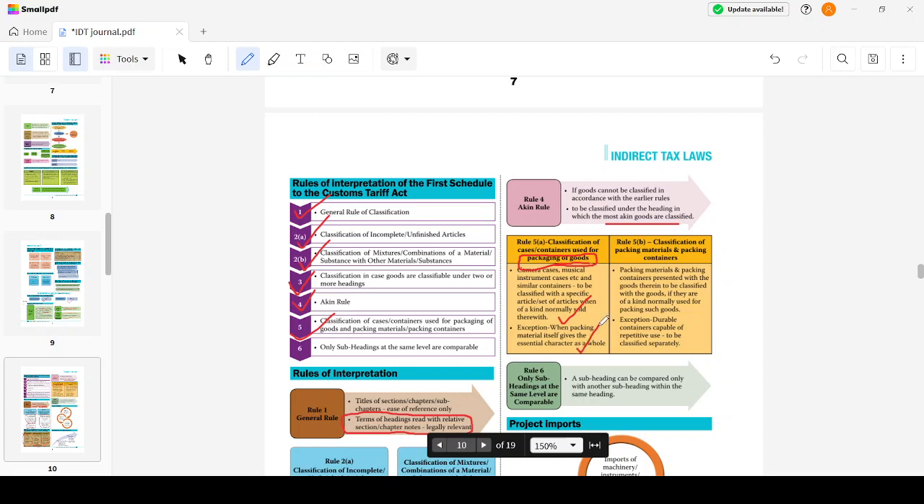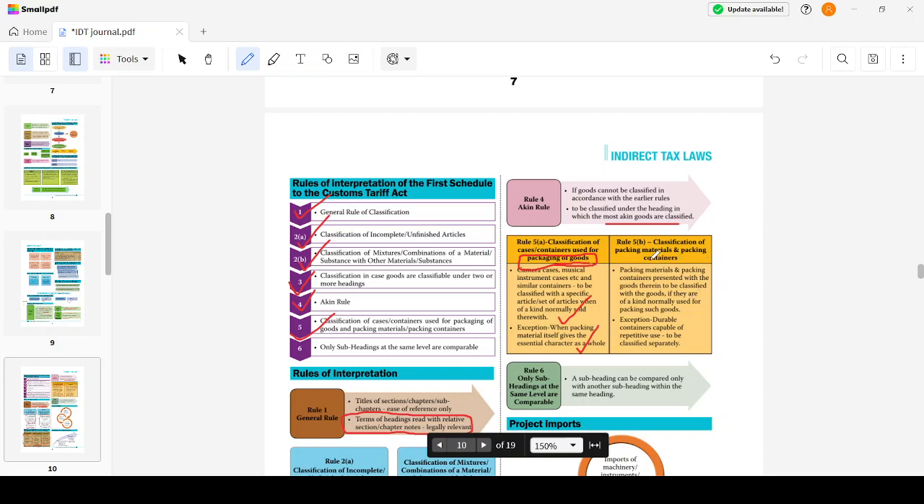Then okay, no issues. Generally, if it is a guitar box or musical instrument box, that is veena boxes or guitar boxes, it will be sold only with the guitar, right? In that case, this particular rule will be applicable. You will apply the tariff which is applicable to that particular main article.